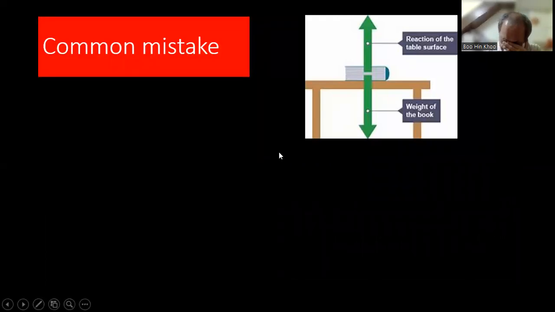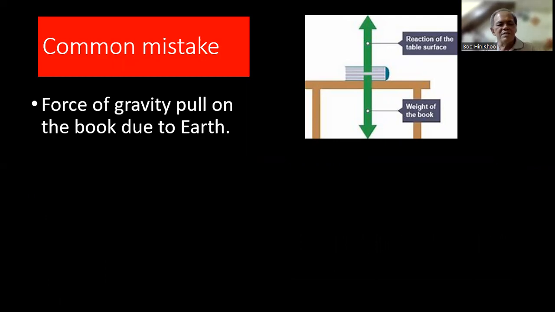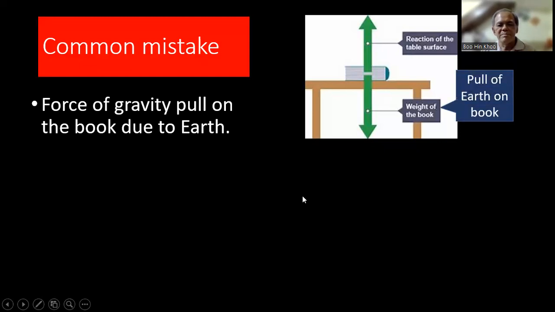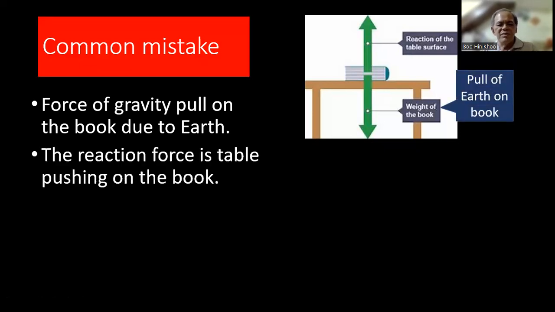Common mistake that we make in O level. Force of gravity pull on the book due to the earth. The weight is due to gravity. The force of gravity is the earth pulling on it, it's not the table that's pulling on the book. Pull of the earth on the book. Reaction force is table pushing on the book. That's a common mistake. It's wrong. That's what we study at O level, which in A level we say it's wrong.